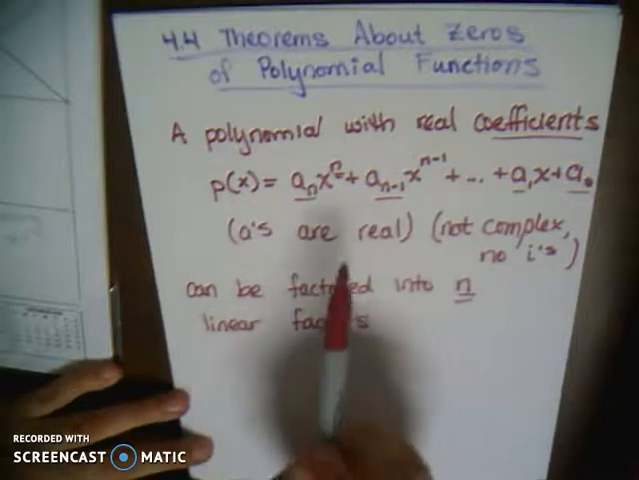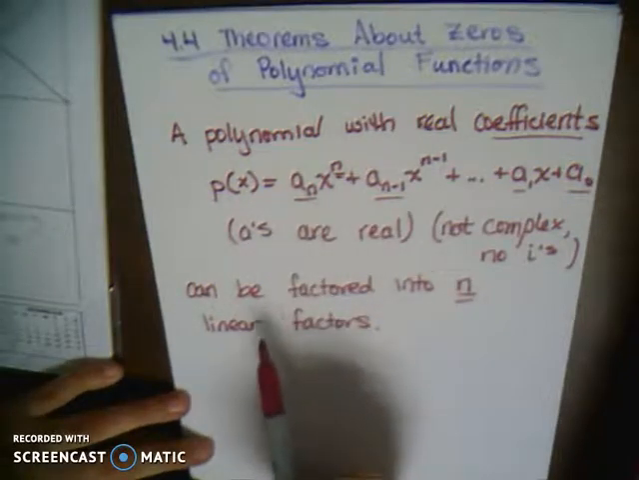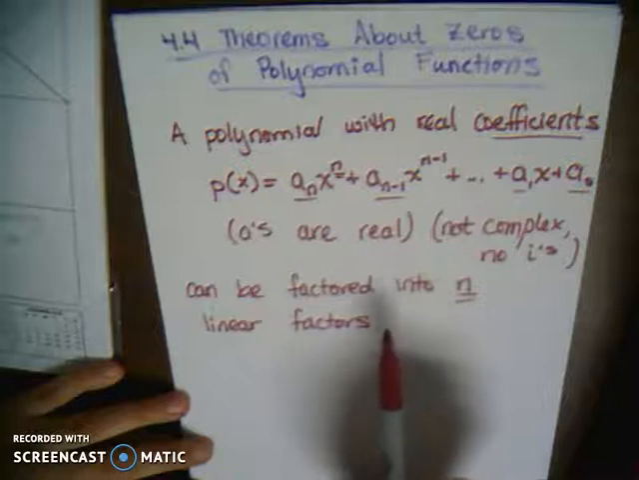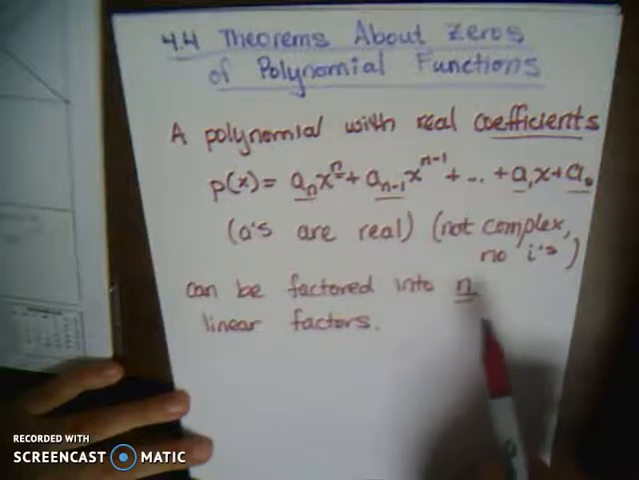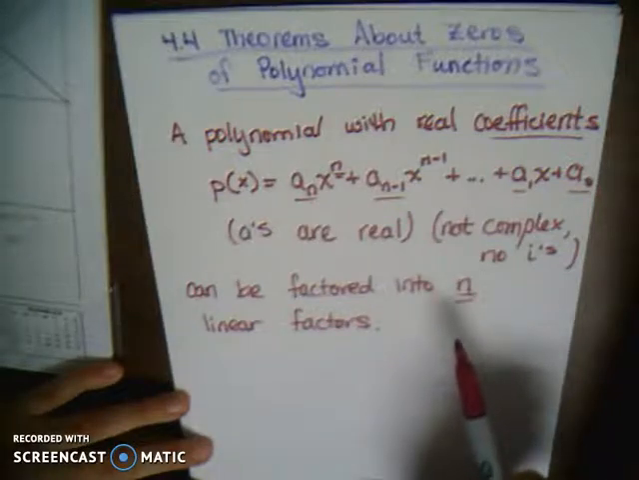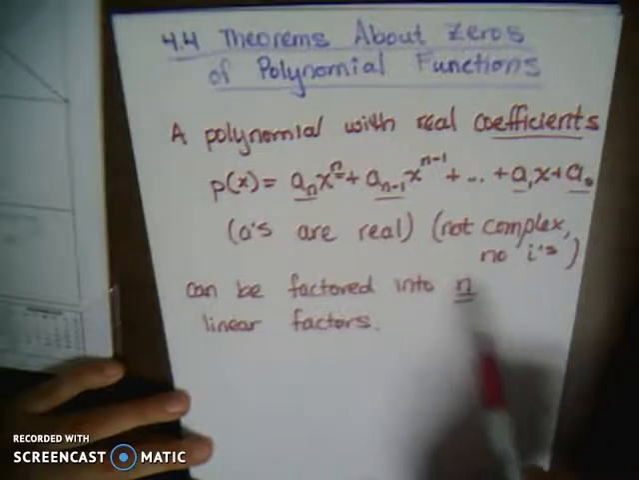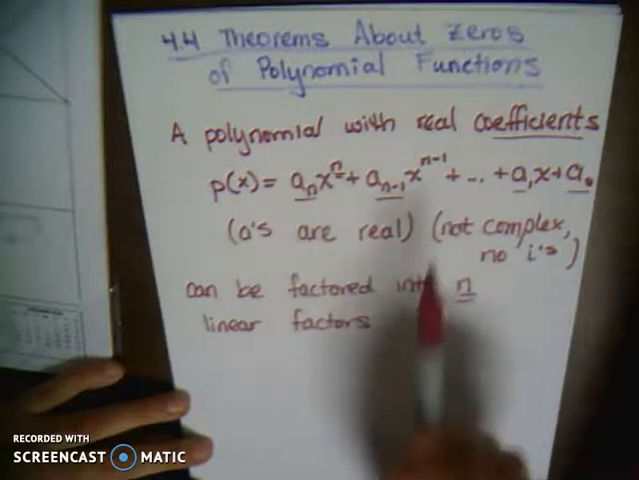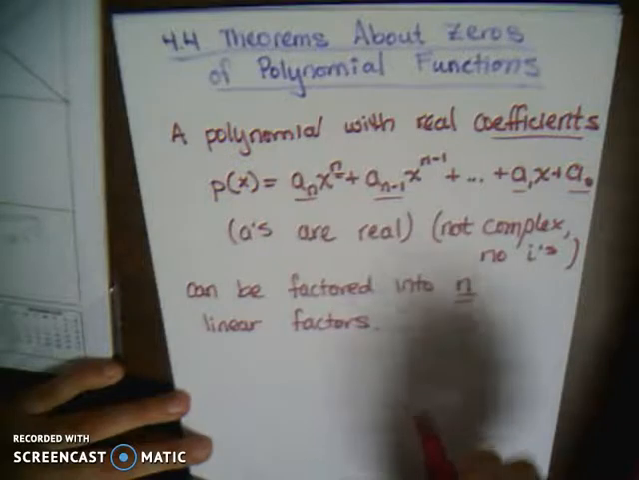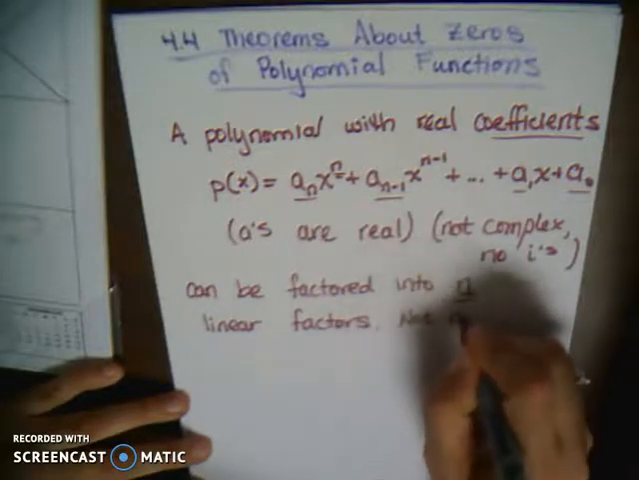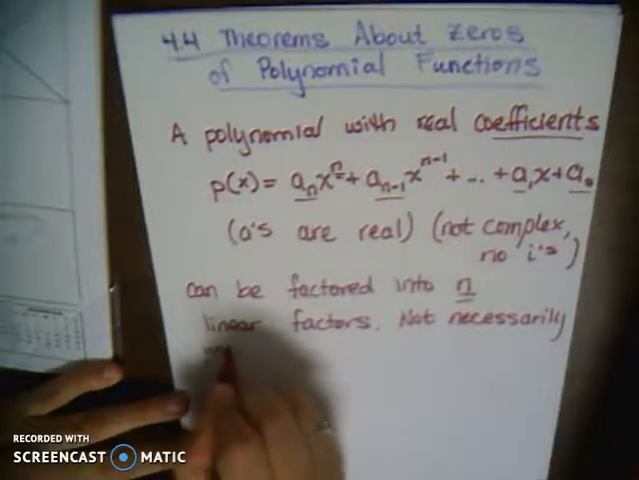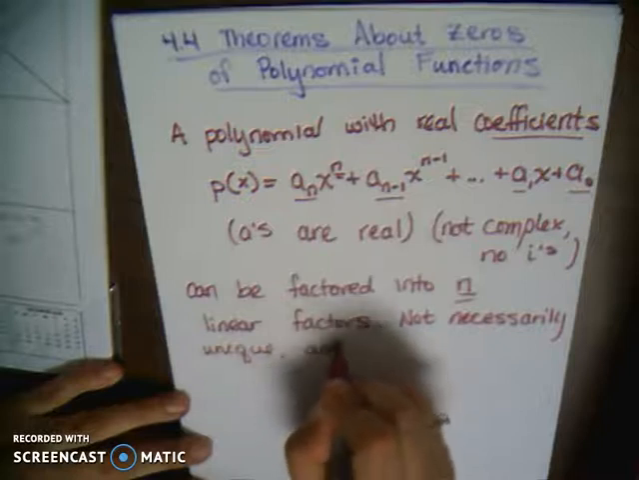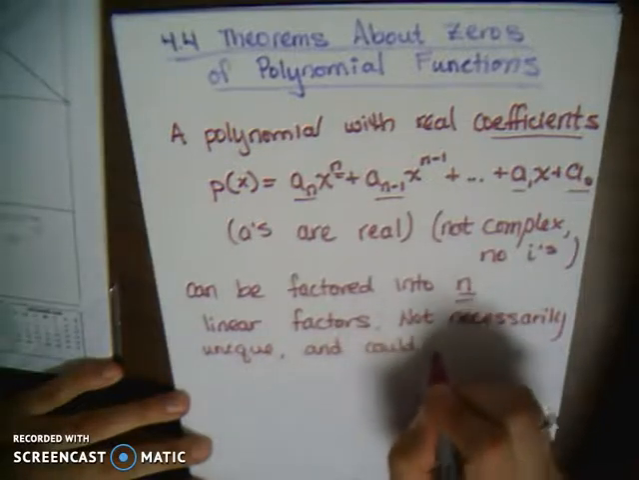But within those factors, there might be complex numbers, and it's not necessarily going to be unique factors where there's n different factors. Some of those factors could be repeated, just like when we talked about multiplicities a couple sections ago. It could be that x minus 1 in the factorization is cubed, which means x minus 1 works 3 times, or it's needed 3 times to help with the factorization. So not necessarily unique, and they could include complex numbers.